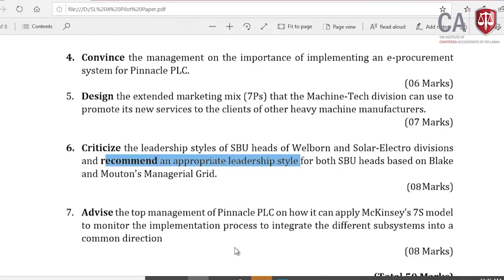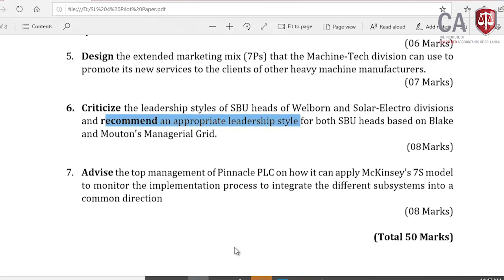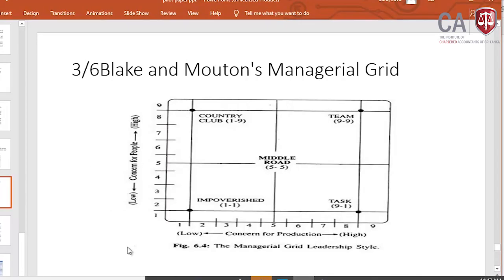So, now it is testing your knowledge of McKinsey's 7S. We discussed McKinsey's 7S under the evaluation of strategies. If you remember McKinsey's 7S model, there are 7 elements which start with the letter S. So, he is asking you to apply this McKinsey 7S model to monitor the implementation process to integrate the different subsystems into a common direction. So, we will look at the theory part first.